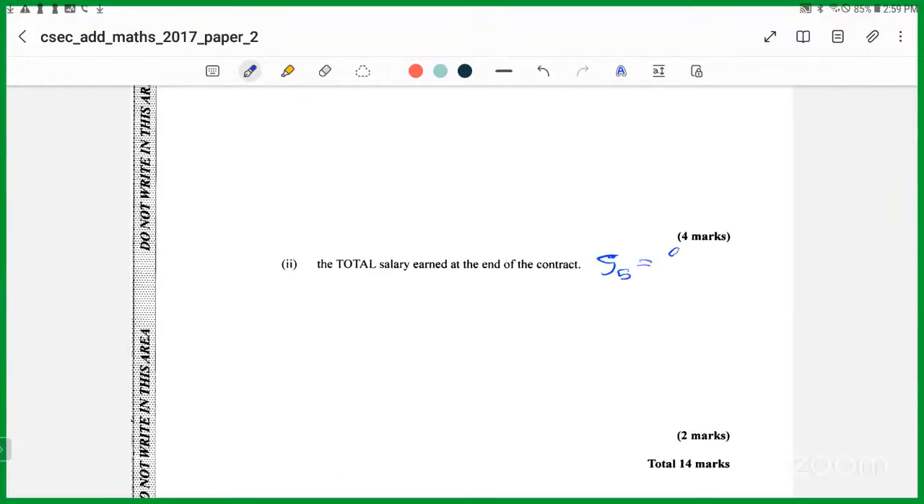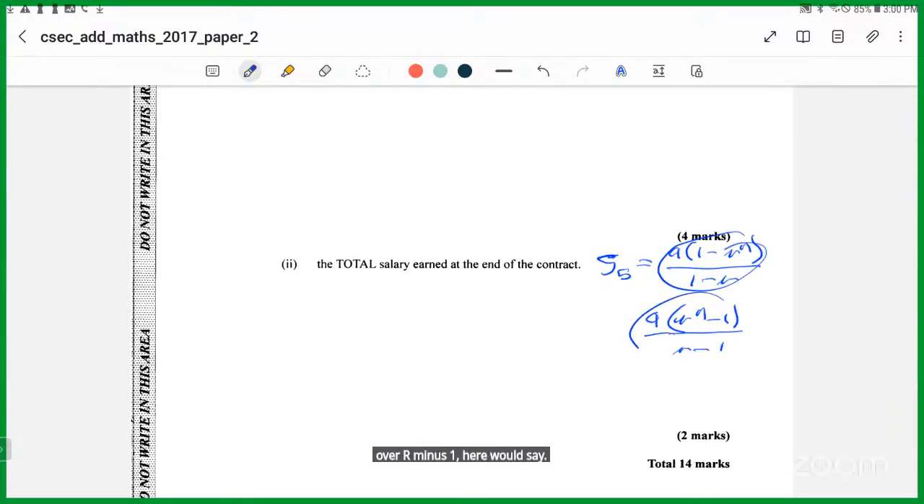Remember, it's A into 1 minus r to the n over 1 minus r, or it can be a times r to the n minus 1 over r minus 1. You can either use this or this, it doesn't really matter. We're going n equals 5. That's what this question is asking us for.